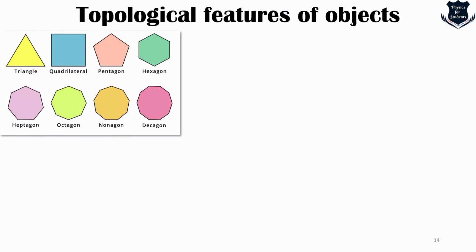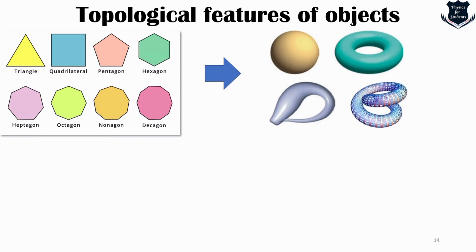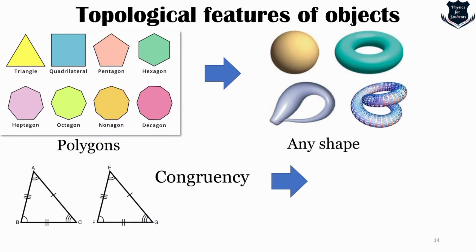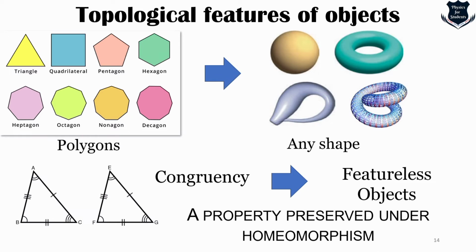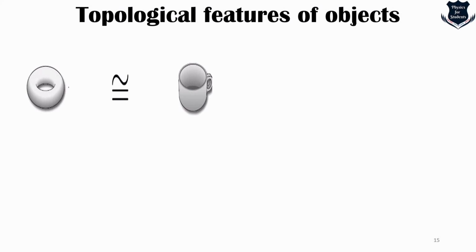So these polygons, we all know, can be extended further into these kinds of weird shapes, and these polygons into any shape. And congruency is also extended into something which we call featureless objects, a property preserved under homeomorphism. Congruency is very specific to Euclidean space, or a flat space where things happen, but we are trying to generalize it into a featureless object so that it can be used anywhere. So this is the reason that we are trying to find featureless objects.